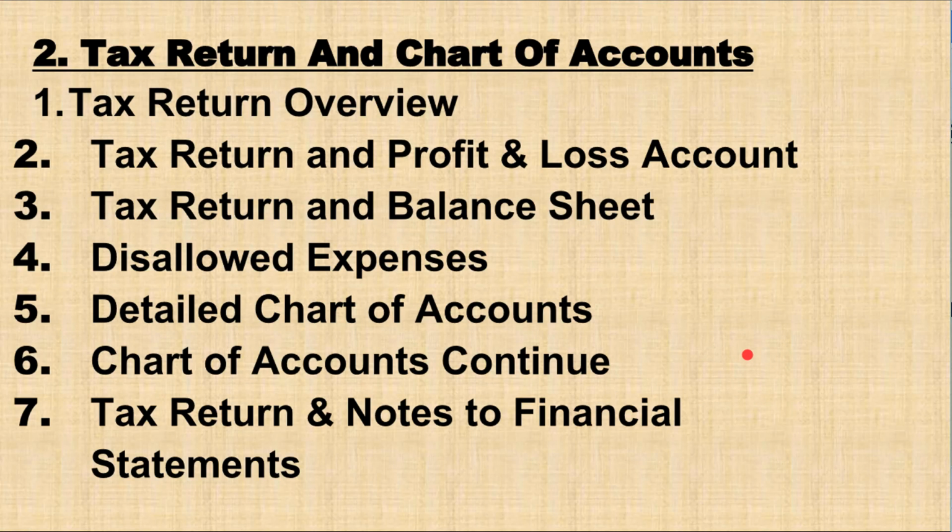Now, chapter number 2, in a bit of detail, focuses on the tax return and the chart of accounts. Number 1 looks at an overview of the tax return. Number 2 looks at the tax return and the profit and loss account. 3, the tax return and the balance sheet. 4, disallowed expenses. 5, detailed chart of accounts. 6, the chart of accounts continued. 7, the tax return and the notes to financial statements.